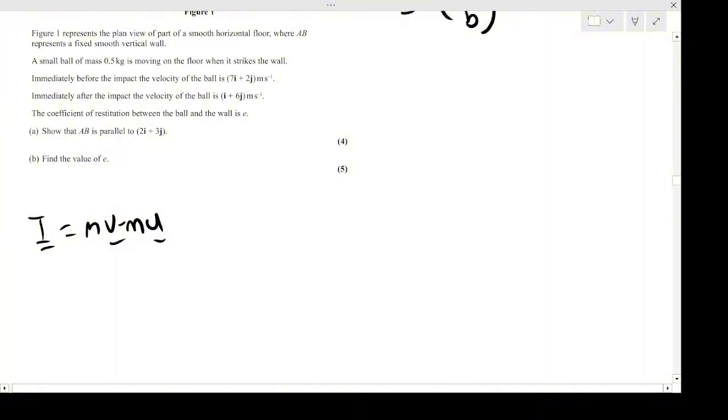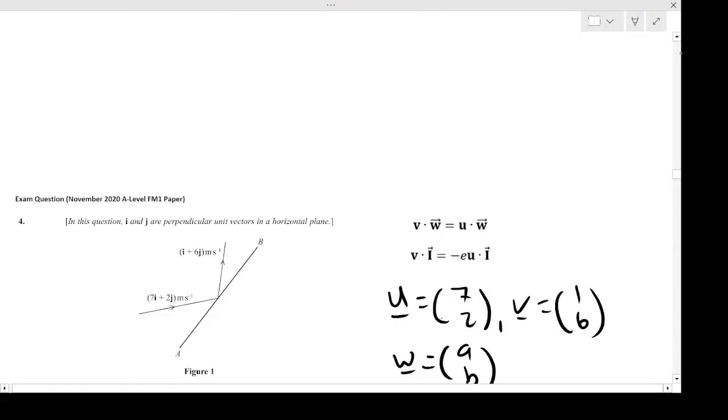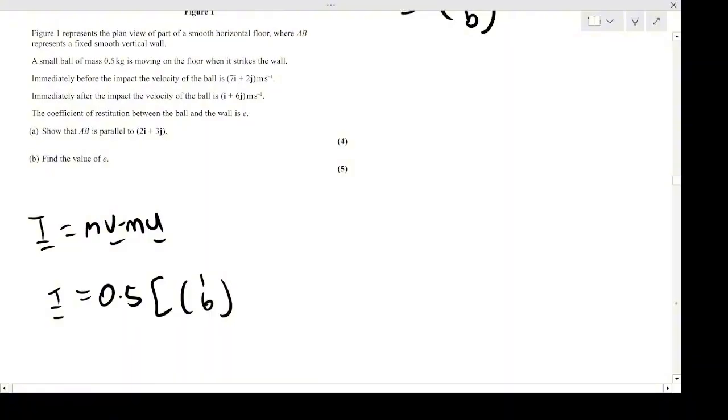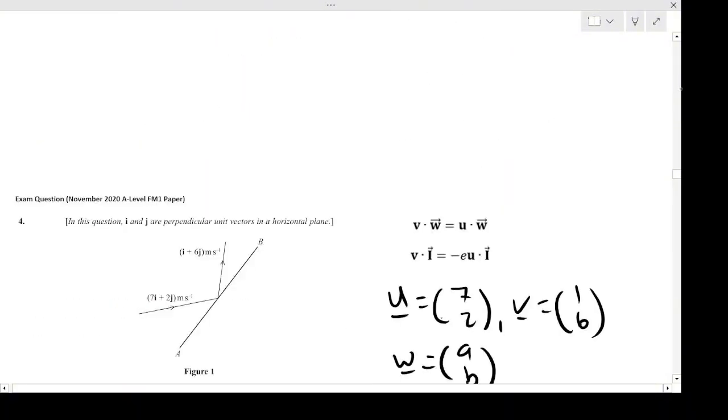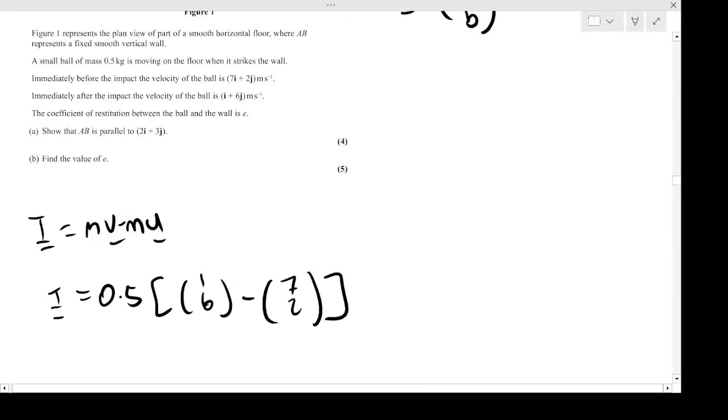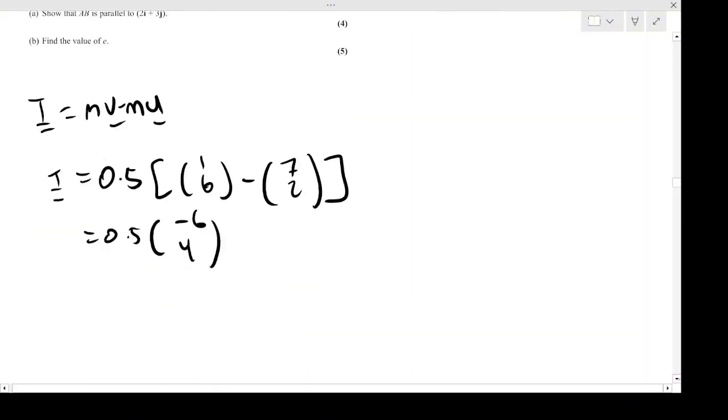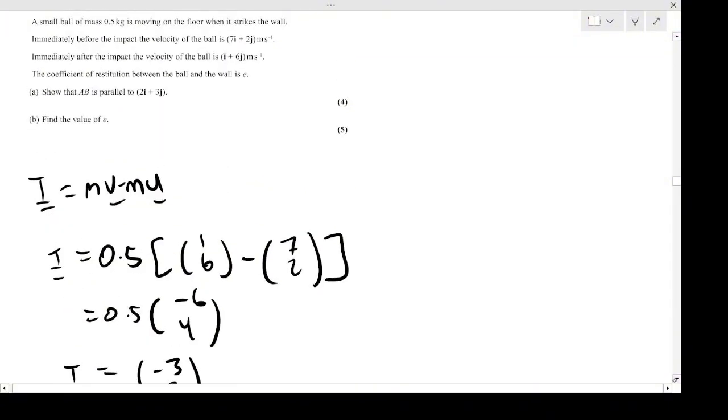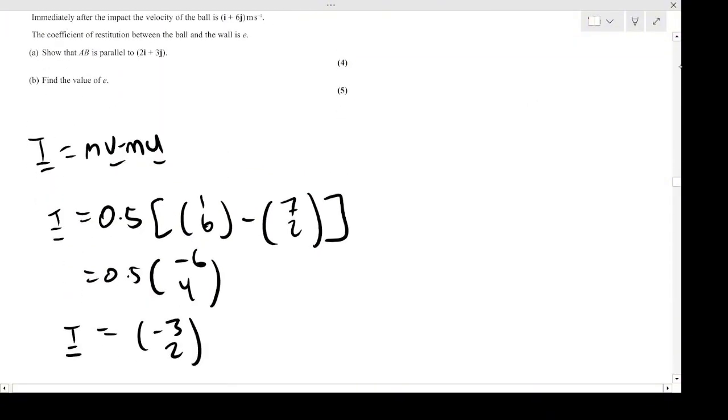So if I work this out, I is going to be 0.5 lots of v take away u. Remember, v was 1, 6, take away 7, 2 for u. That's going to be 0.5 lots of 1 take away 7 is -6, 6 take away 2 is 4. Then we can multiply by 0.5 to get the impulse to be -3 and 2. That's my impulse vector there. So now I've got my impulse of -3, 2.